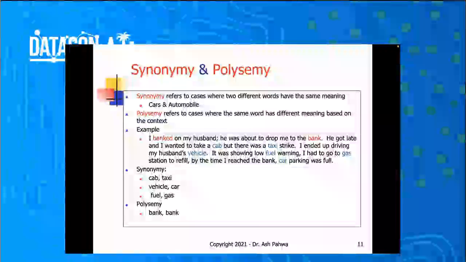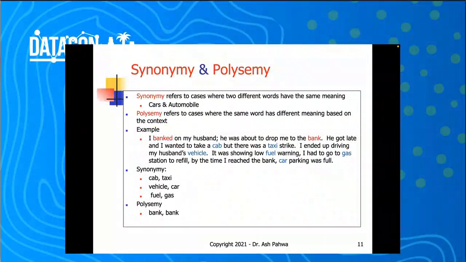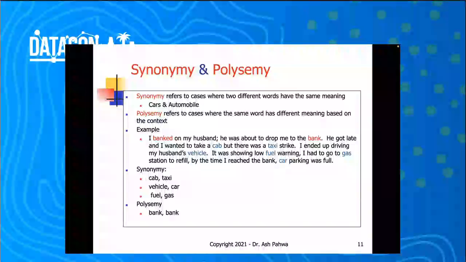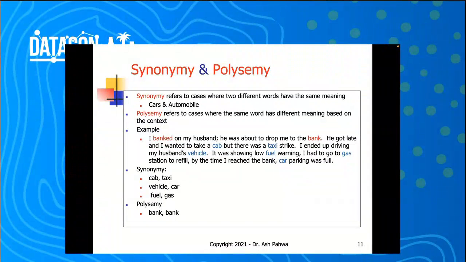This was actually written by a lady, and she says, "I banked on my husband. He was about to drop me to the bank." So the first time they use the word bank, it means I depended upon my husband, and then to drop me to a bank, which is a financial institution. So as you can see, we are seeing polysemy. "And he got late and I wanted to take a cab, but there was a taxi stop." So cab and taxi are synonyms.